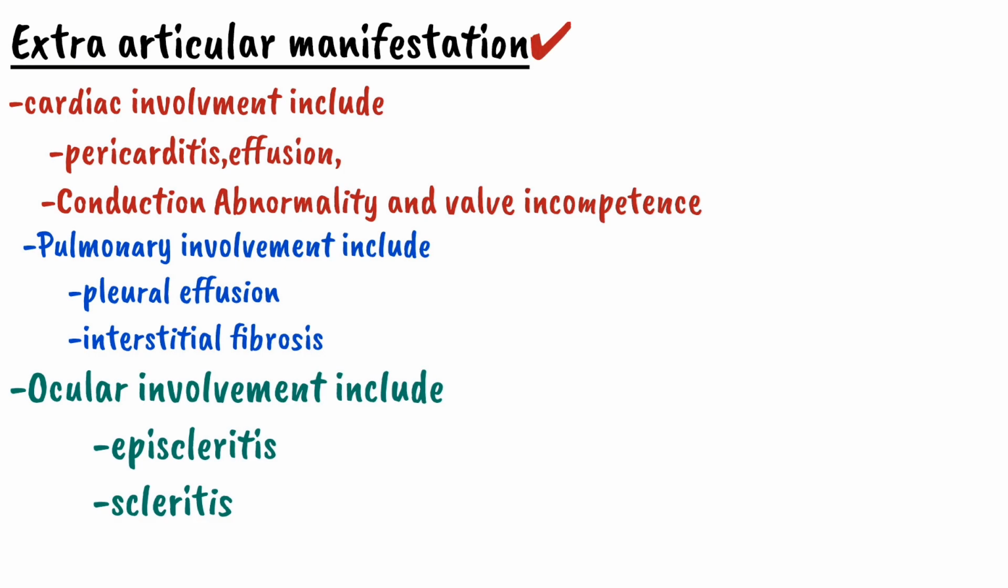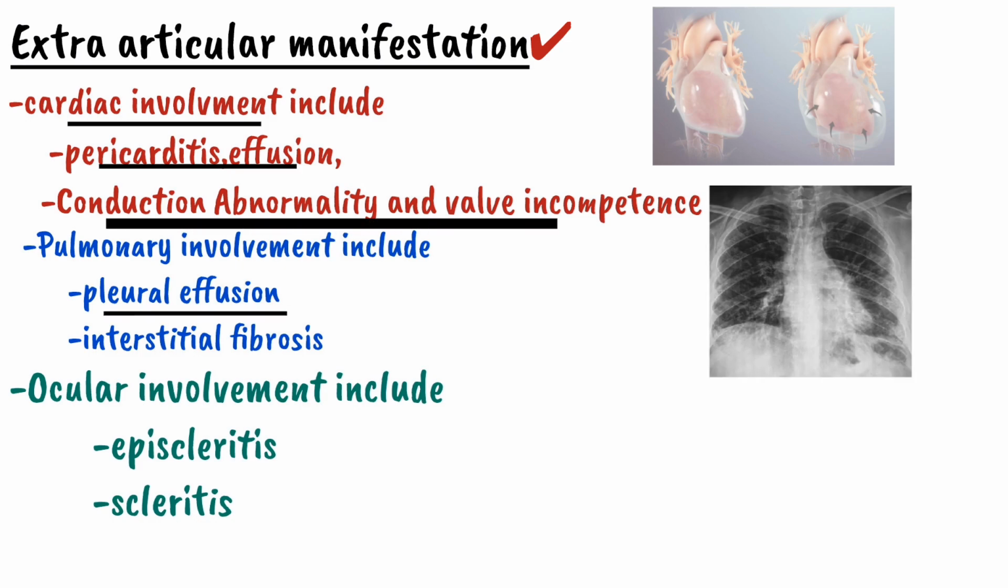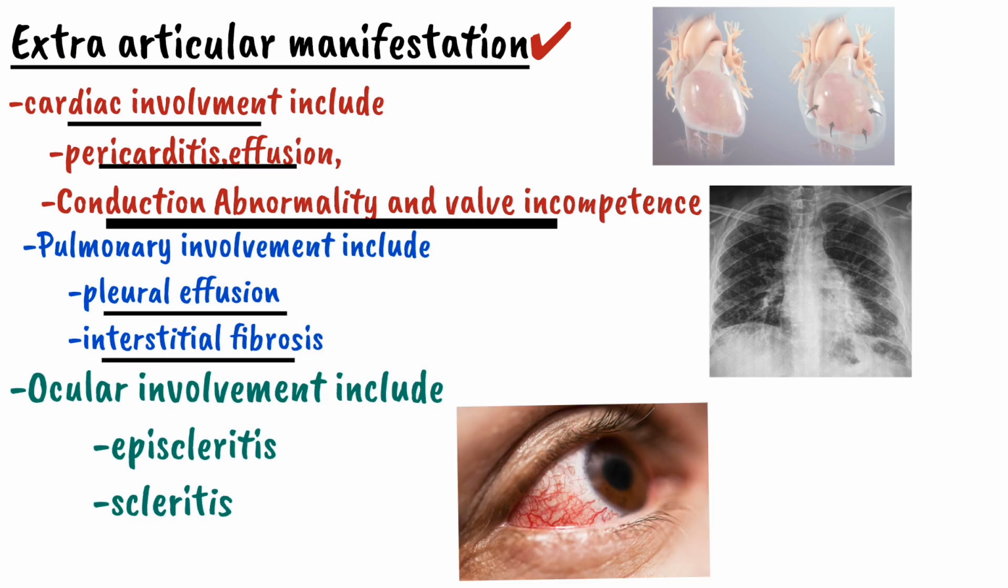Now we will study the extra-articular manifestation or the systemic manifestation of rheumatoid arthritis. It can involve any part of the body. The first one is cardiac. In cardiac, it can cause pericarditis, pericardial effusion, conduction abnormality, and valve incompetence. In the pulmonary system, it can cause pleural effusion and interstitial fibrosis. It can also involve the eye. The ocular involvement manifests as episcleritis and scleritis.